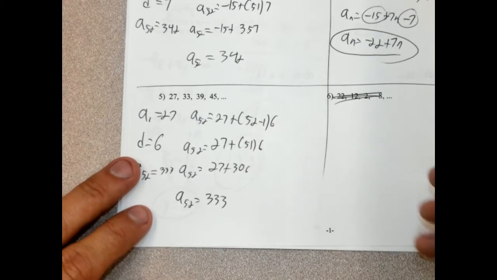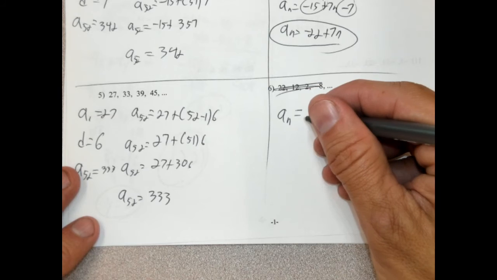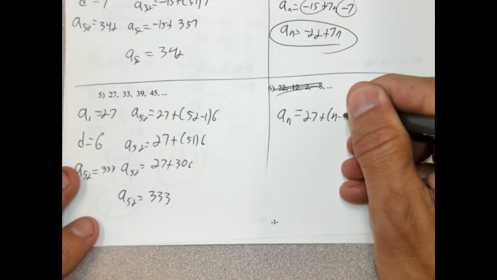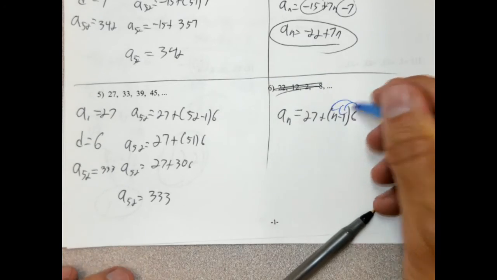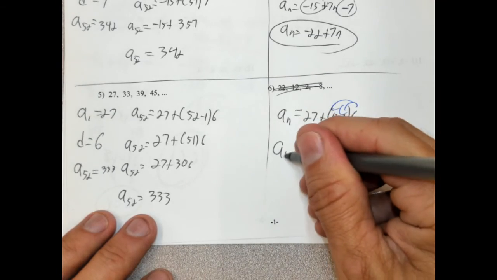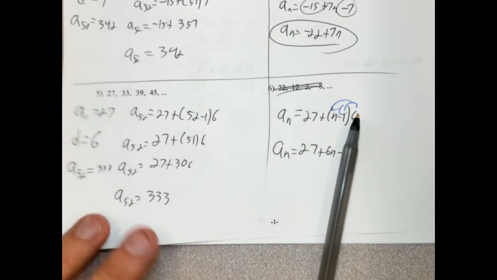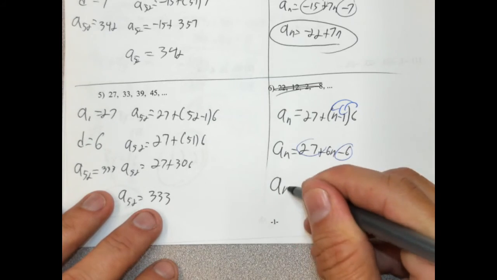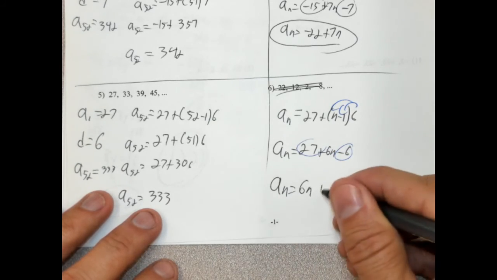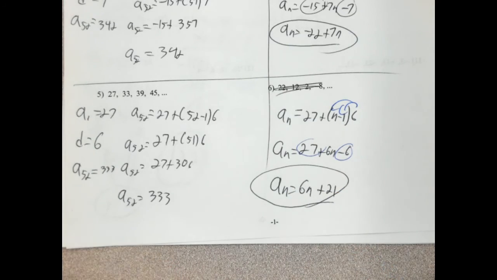And then we need the explicit formula. So we're going to say a sub n, zoom in a little bit here, equals 27 plus n minus 1 times 6. We're going to distribute that 6. So a sub n equals 27 plus 6n minus 6, and then we're going to combine the negative 6 and 27. So a sub n equals 6n plus 21. It doesn't matter if it's 21 plus 6n, it's commutative.